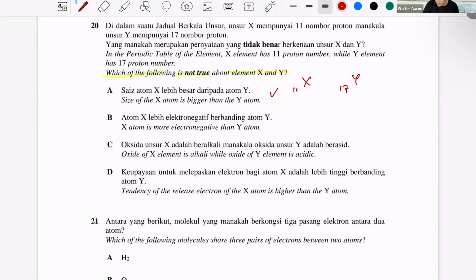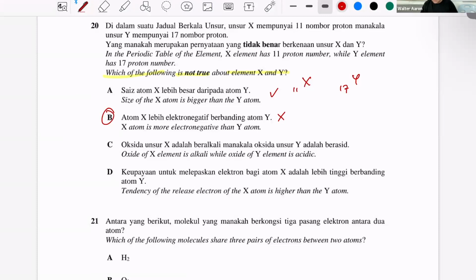X atom is more electronegative than Y. This is wrong. Across the period, electronegativity will drop because they're getting more and more electronegative. Metals tend to be electropositive, but as you go along, more and more electrons need to be removed from the electron shell, the valence shell. So therefore, it's quite hard for them to actually do so. So in this case, B is definitely out.